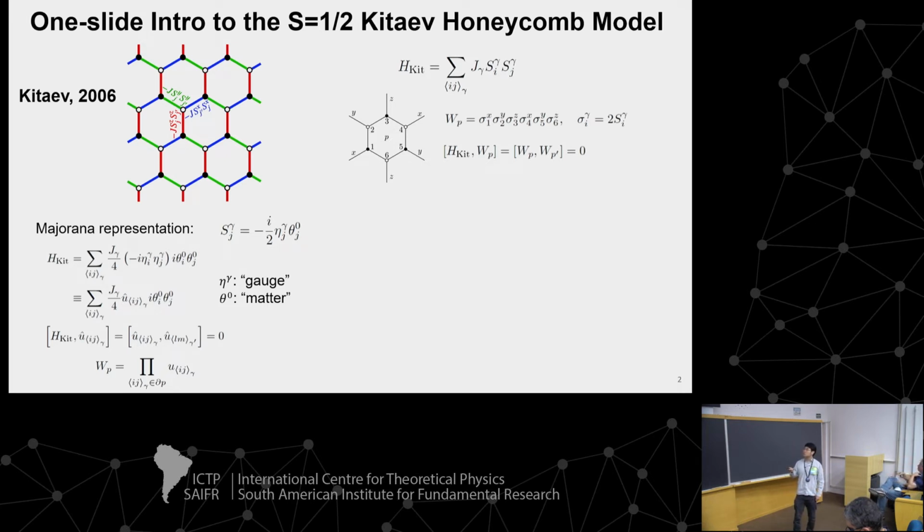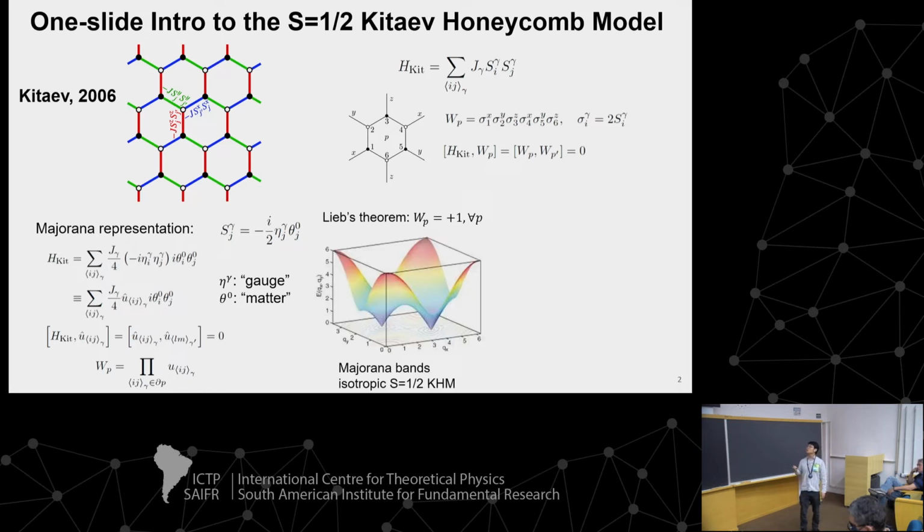That's their eigenvalues. And it turns out that the Majorana representation of these W_p is just a product of these u operators around a plaquette. So that's why the W_p eigenvalues are often called Z2 gauge fluxes. Now, the ground state of the Kitaev model in the honeycomb lattice turns out to be exactly known, the ground state sector, and it corresponds to the case in which W_p equals +1 for all these plaquettes of the lattice.